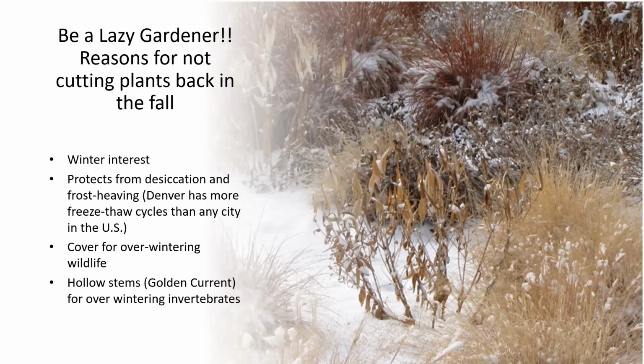It also protects the plants from desiccation. Denver is said to have more freeze-thaw cycles than any other city in the United States. So here on the Front Range, it's freezing and thawing all the time. That is hard on the plants, and just that little bit of foliage will shade the ground, keep the ground from thawing out too quickly, and will protect the plants and help them get through the winter.